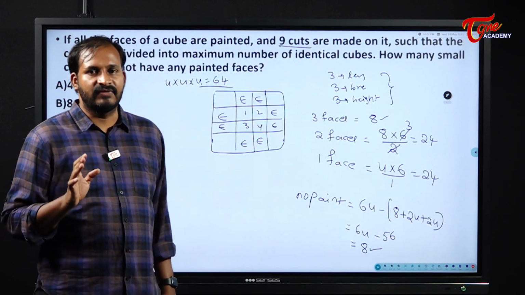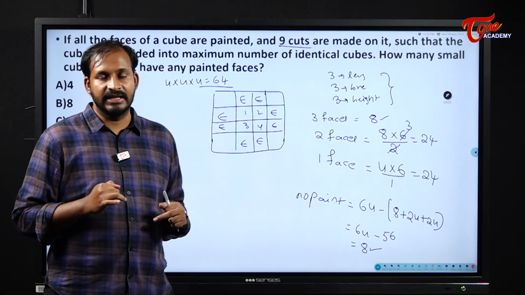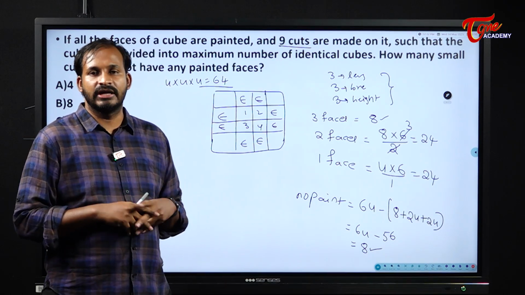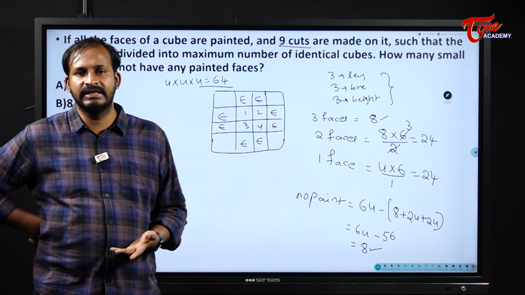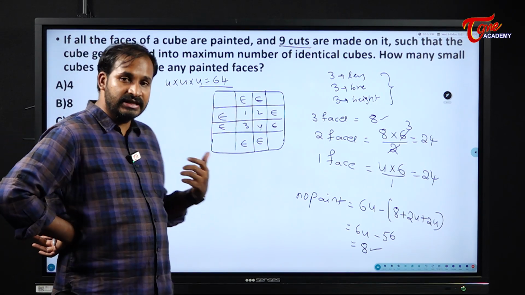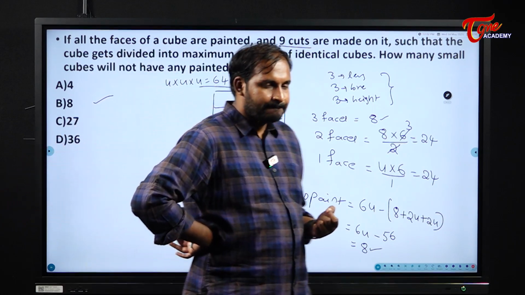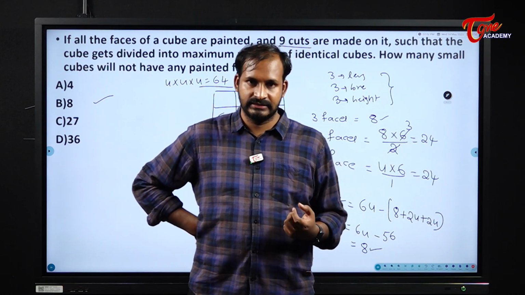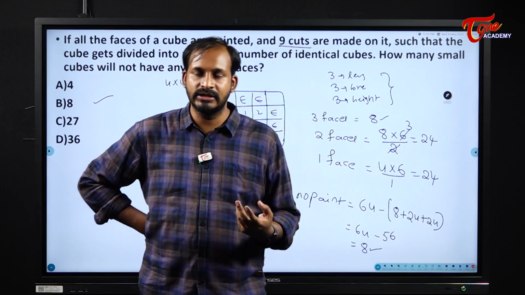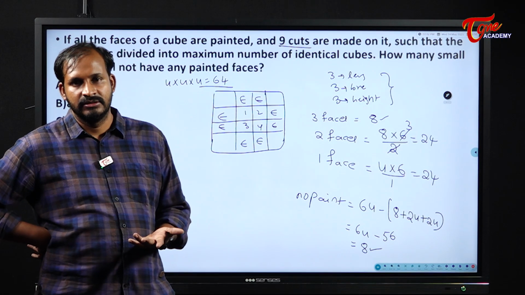And remember one more thing, students. There is a chance of asking irregular cuts. Irregular cuts in the sense 2 along its length, 3 along its breadth and 4 along its height. Like that they may ask us. So in that cases actually we will not get cubes, we will get cuboids instead of cubes. So we will not bother about that one.